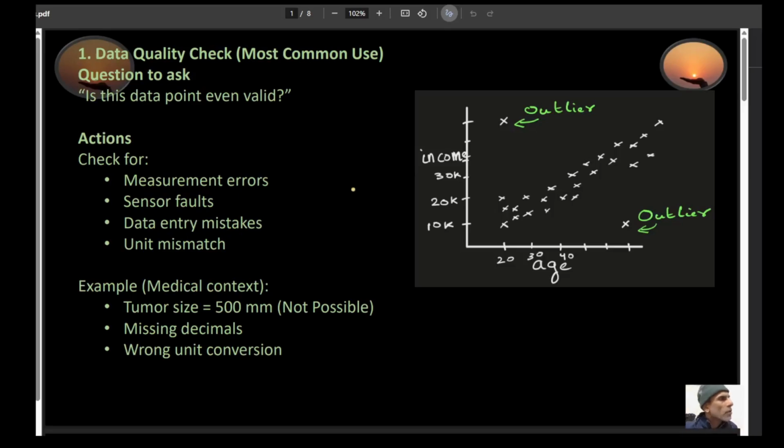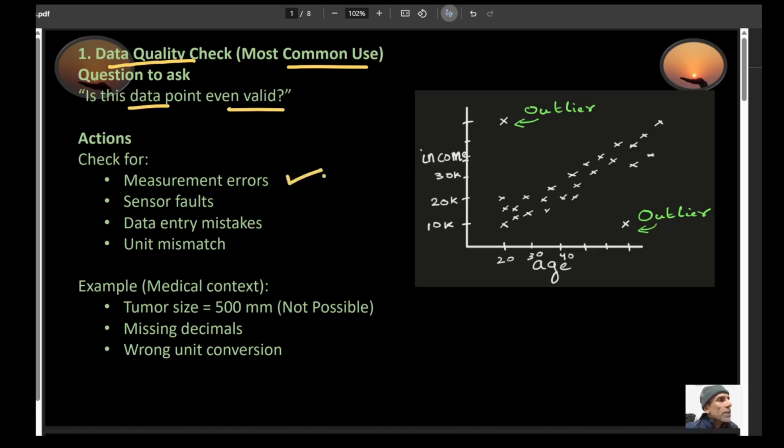Welcome back. Now I'm going to talk about how to deal with outliers. The first thing we do is a data quality check. This is the most common use. The question we ask ourselves is: is this data point, is this outlier, even valid? These are the things we check for when we find outliers.